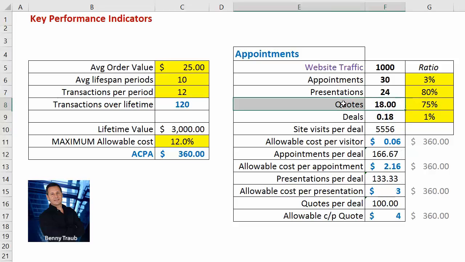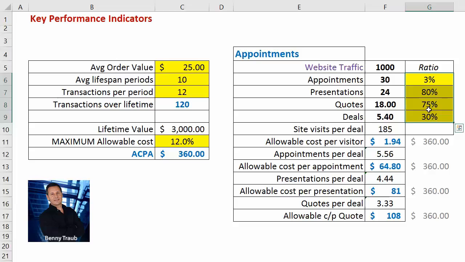And out of the people that you send quotes to, you probably won't close 1%, but neither will you close 100%. You might close anywhere from 10% all the way up to 70%. It really just depends on your business. For our purposes, we're going to put 30% there. Okay, now that we've got these numbers filled out, you're done your work.